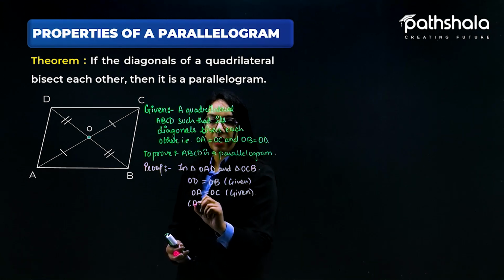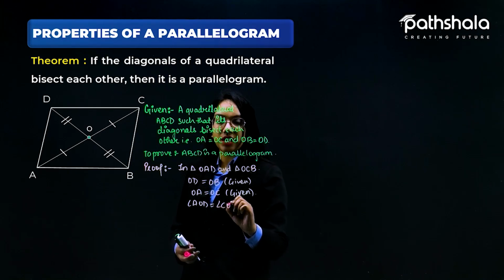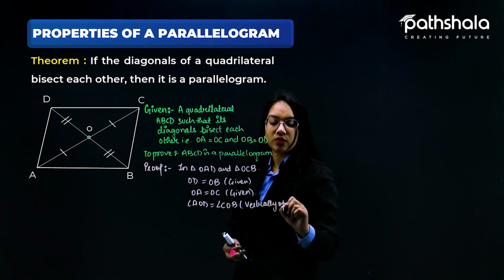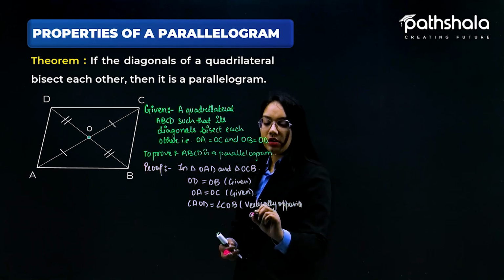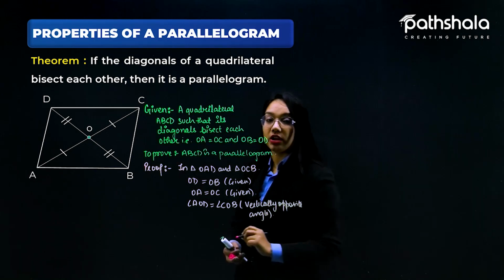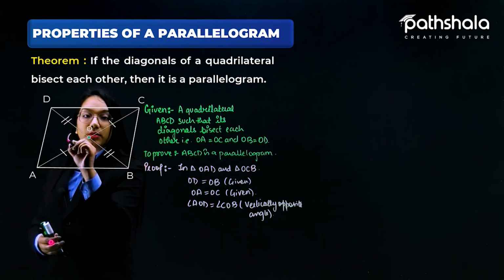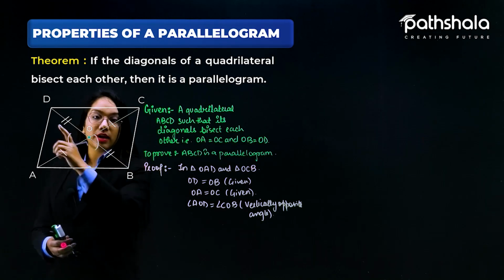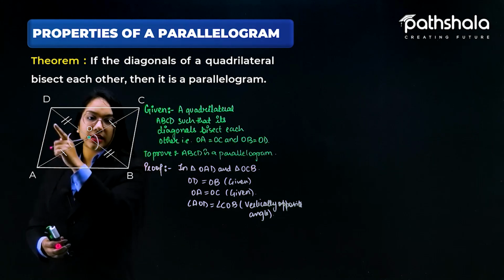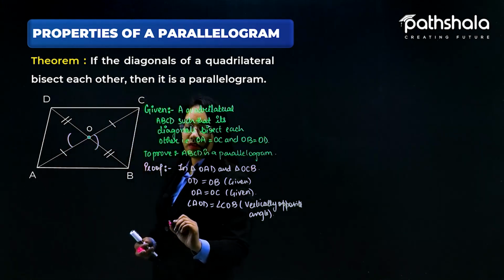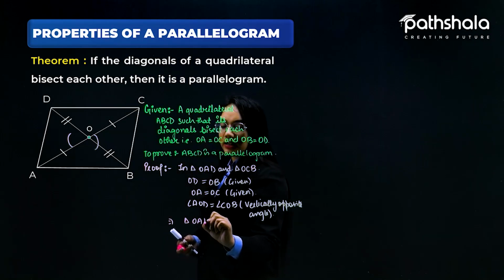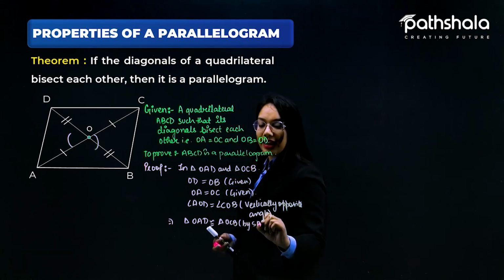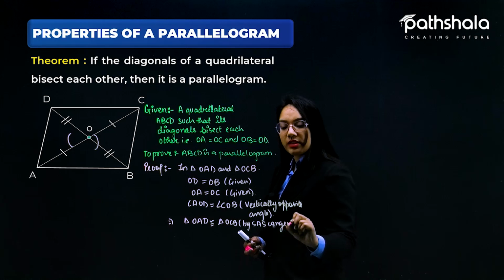Furthermore, we can say that angle AOD is equal to angle COB, because they are vertically opposite angles. So this angle is equal to this angle. Hence, from these three conditions, by SAS, side angle side criteria, we can say that triangle OAD is congruent to triangle OCB by the SAS congruence rule.